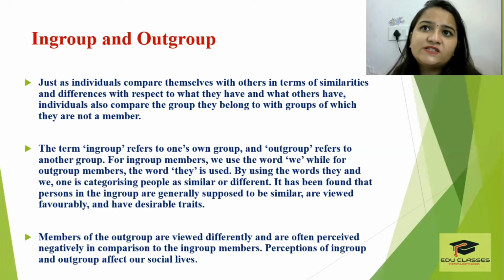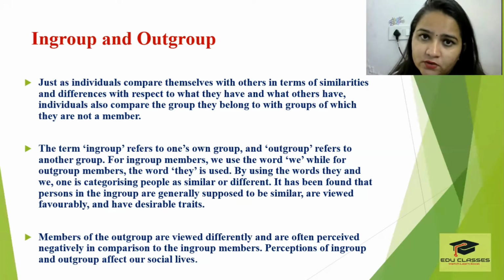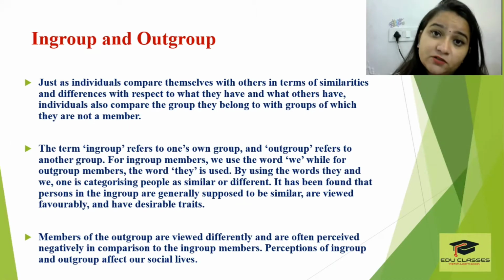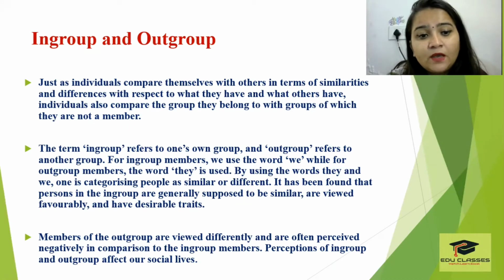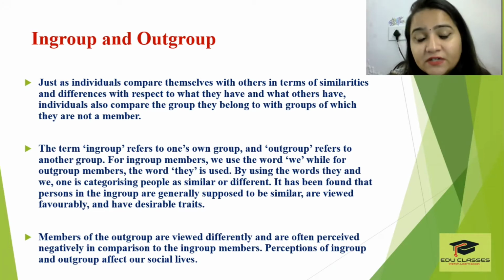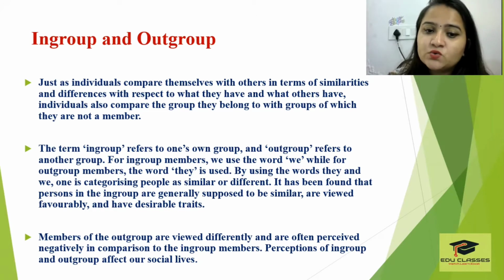Sometimes if you go outside, you hear how people talk, that we Indians are like this and these Americans are like that, or any other countrymen. So we favor people from our groups and we feel that they have more desirable traits or they are better human beings than the rest. So how do we view out-group members? They are viewed as different and often perceived negatively in comparison to the in-group members.